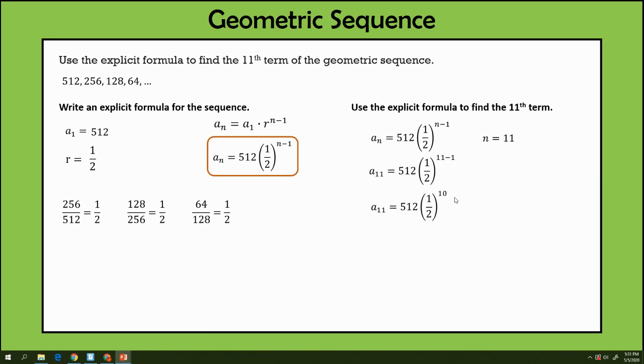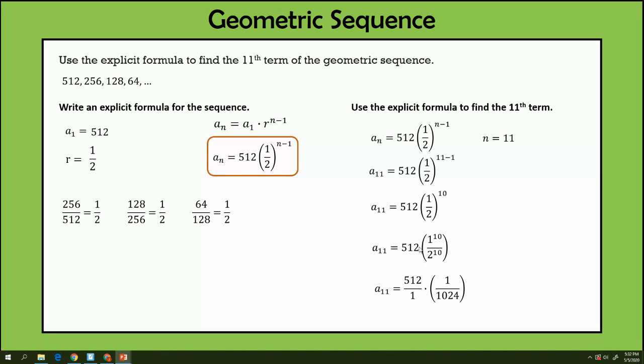Now let's talk about how we simplify this. Remember that this is a division problem raised to an exponent. We can now apply that power of 10 to both of these terms. So it's 1 to the 10th over 2 to the 10th. Okay, that's a rule of an exponent. That's called the quotient rule. Okay, all right, now how does this simplify?